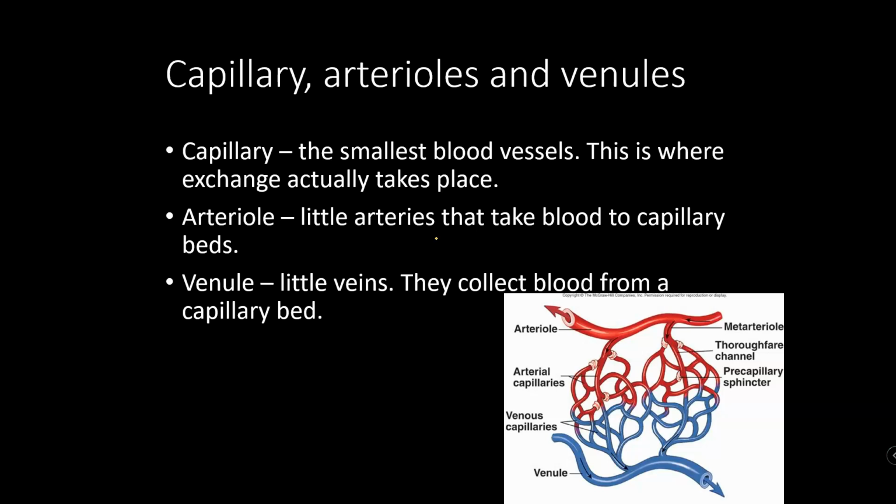Arterioles are small arteries. They are the connecting branches between arteries and capillaries. And then venules are small veins. They connect the capillaries to the veins. So this picture is showing you a capillary bed. The arteriole is what leads to the capillary bed. The venule is what leads from the capillary bed.